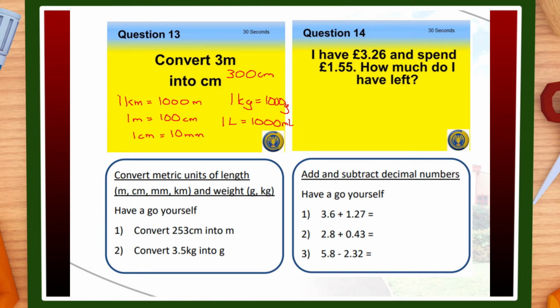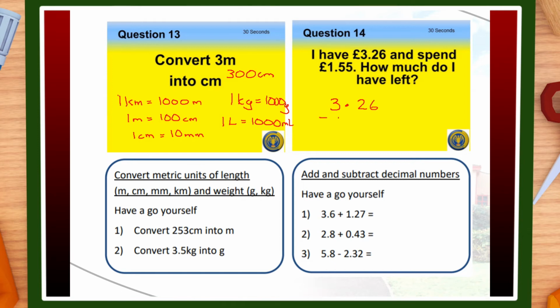Question 14, adding and subtracting decimal numbers. The important thing here is to write our numbers in columns like we did in question 1 and 2, but making sure that the decimal points line up under each other. So let's work out if we're adding or subtracting these numbers. I have £3.26 and spend £1.55. How much do I have left? So this is a subtract question.